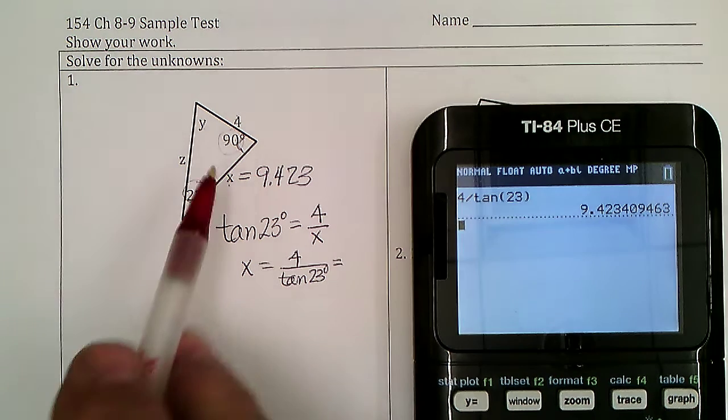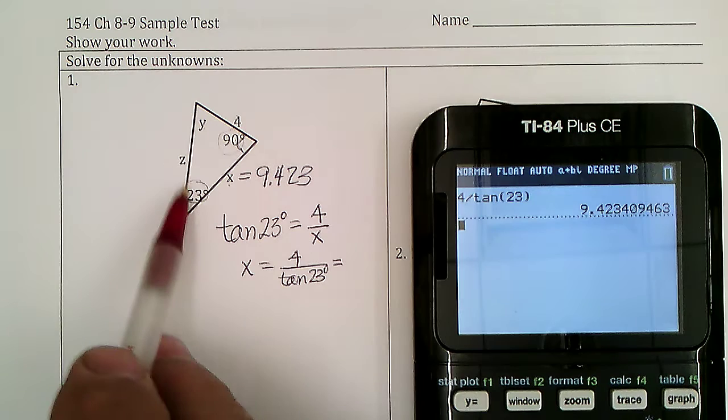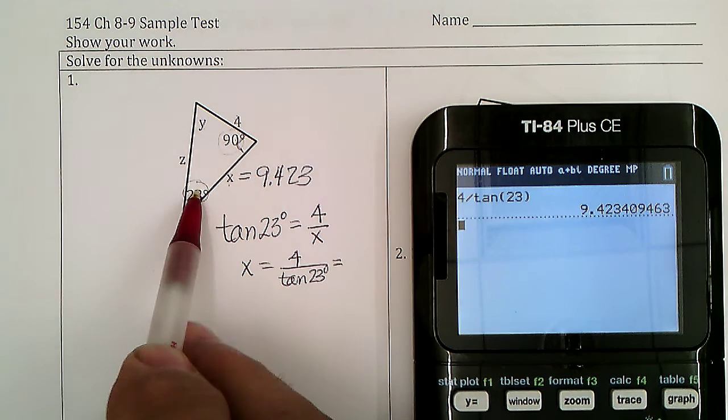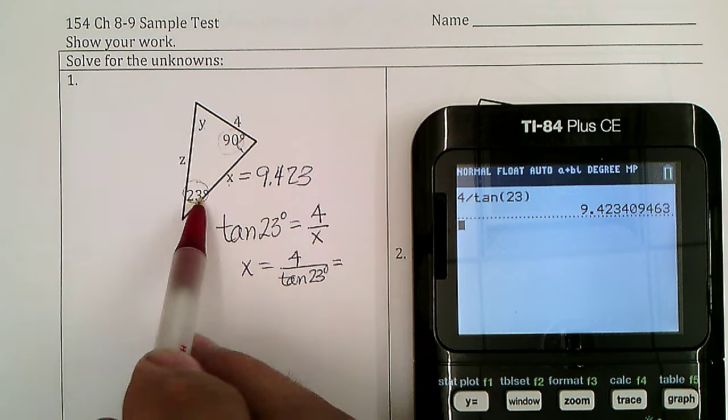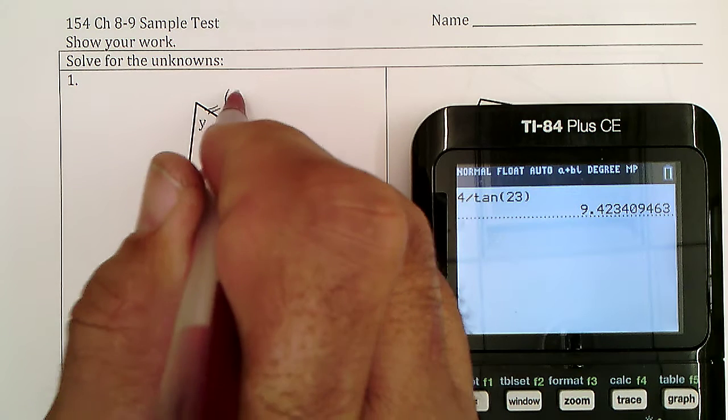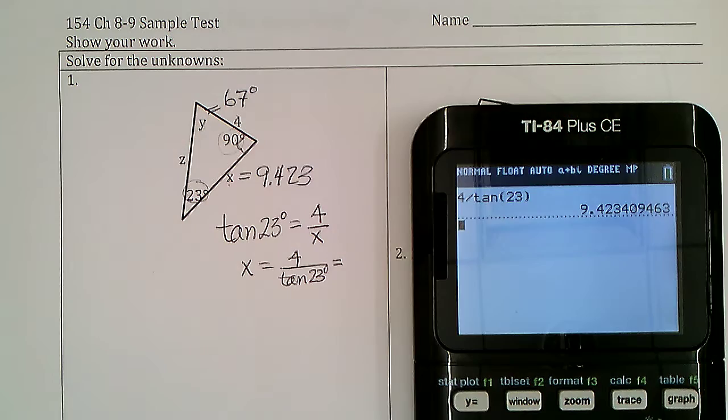And y is pretty easy. The angles of a triangle add up to 180, or if you have a right triangle, the two left are complementary. They add up to 90, so 23 from 90 is 67 degrees.